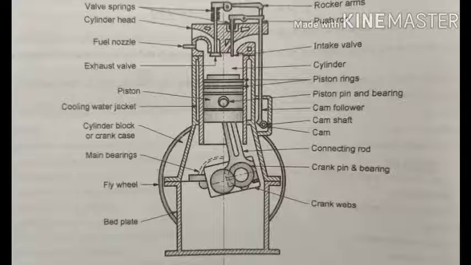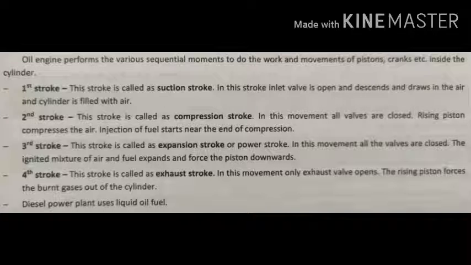Next one is the cooling water jackets. The cooling water enters the jacket in the cylinder head, which is comparatively hot, and passes on to the jacket for the cylinder. Its purpose is to keep the combustion space wall cool. So these are some major components of a diesel engine.